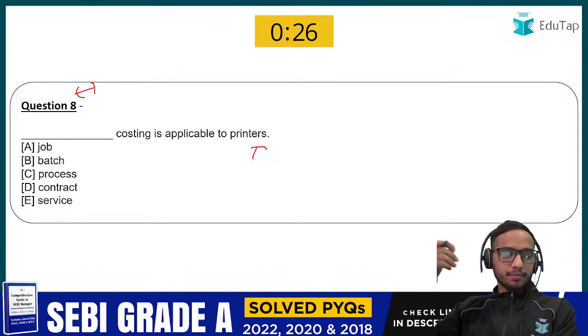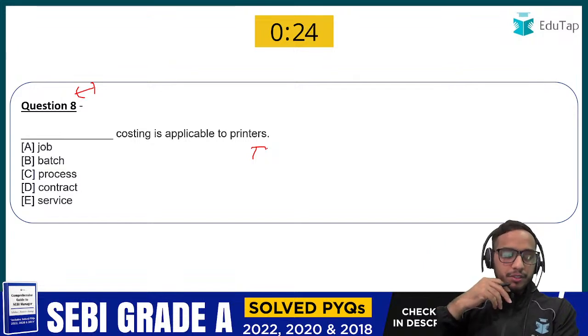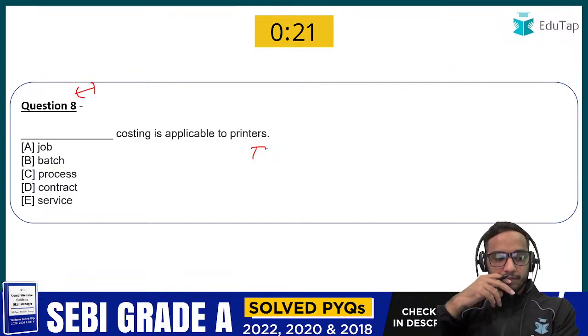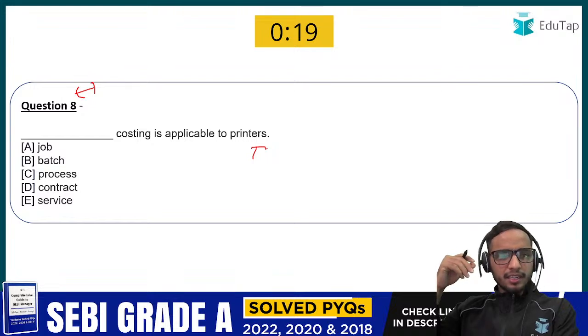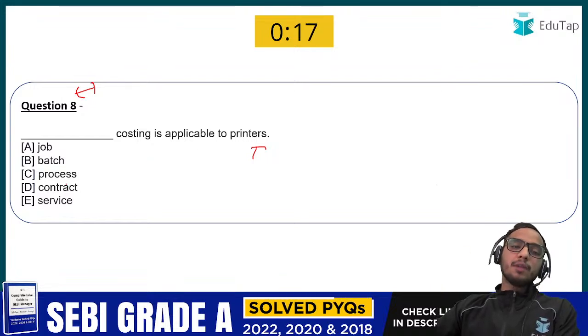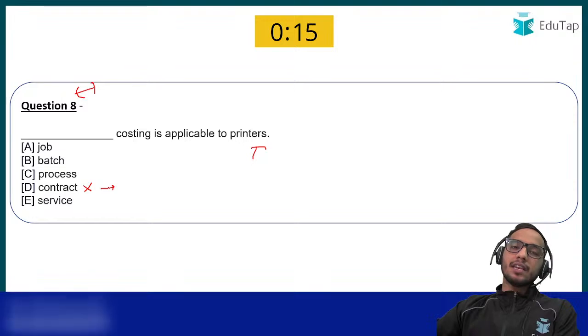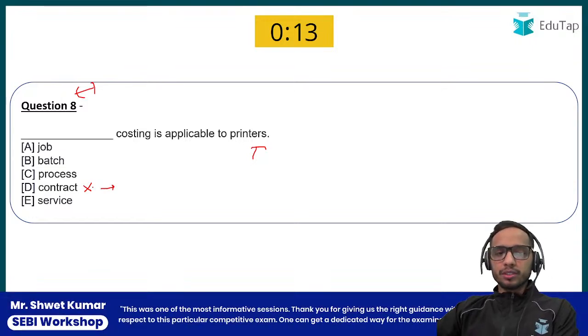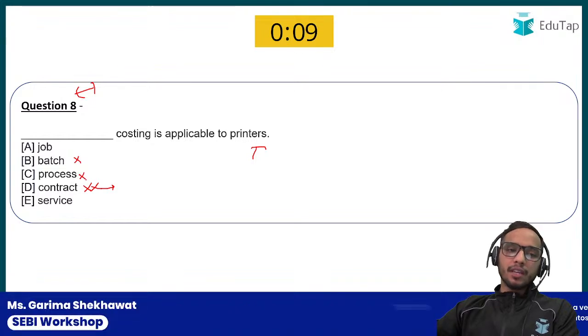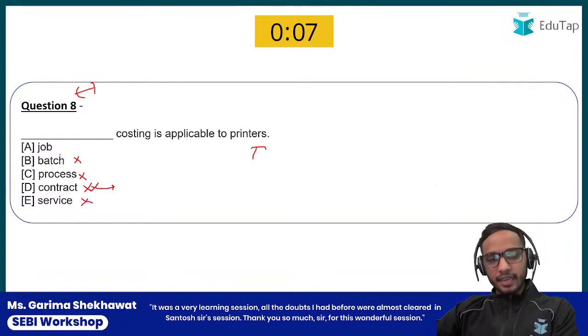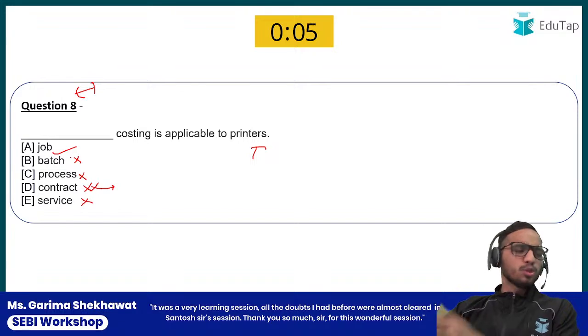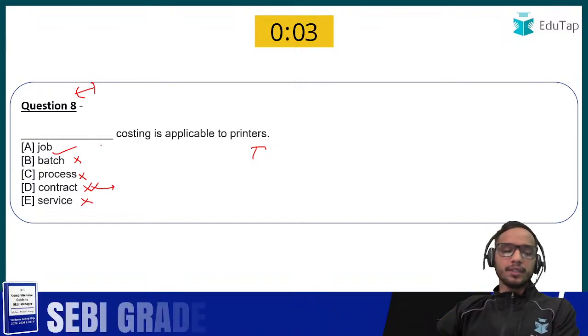Tell me, what should be the answer? Panel is saying D, contract. It can't be contract now. Contract is like constructions, bridges, roads. So contract you can eliminate. Batch you can eliminate. Process you can eliminate. It is not a service industry. So yes, it is job costing. Most of you are correct here. That's good. Very nice.